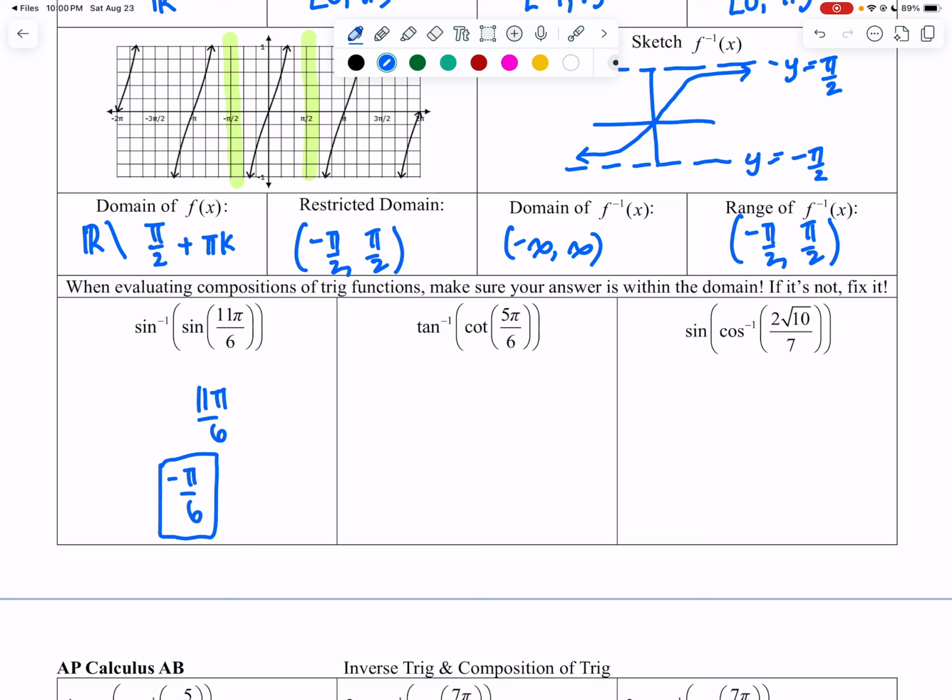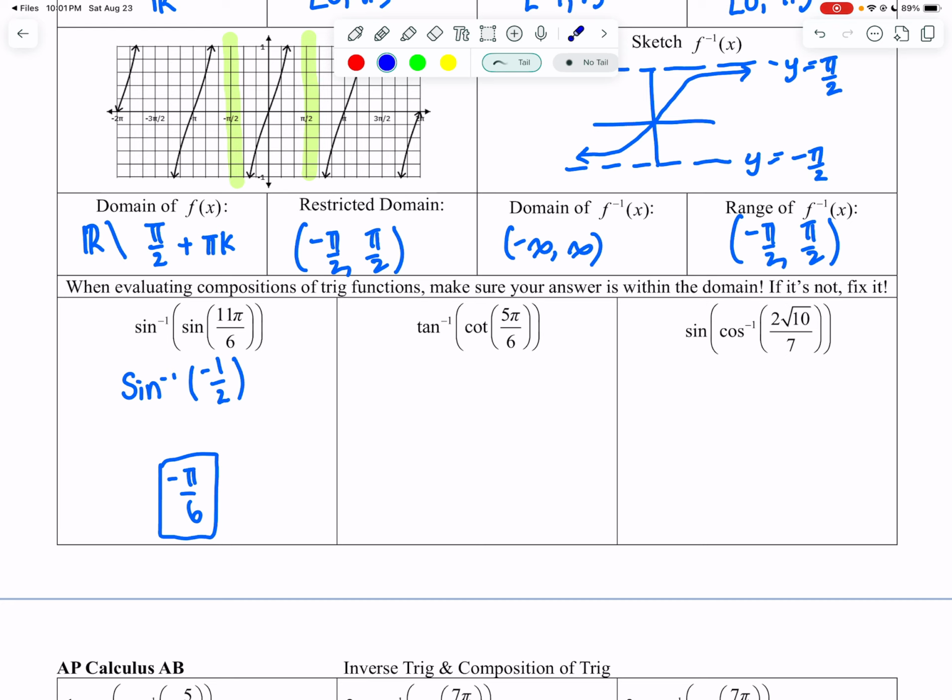Now, if I were to do this without thinking about how sine and inverse sine are inverses of each other, and I were to think about sine of 11 pi over 6, we know that sine of 11 pi over 6 is negative 1/2. So I need to think about where inverse sine is negative 1/2. And that would be at 7 pi over 6, which we don't care about since it's the third quadrant, and 11 pi over 6, which is in quadrant 4. But remember, 11 pi over 6 is not in our range.